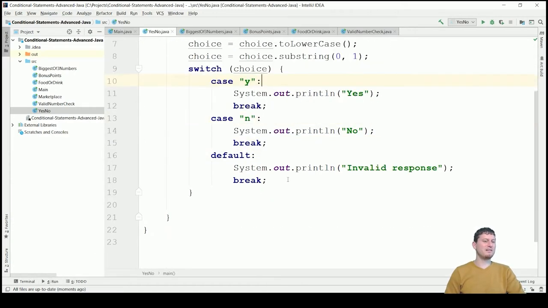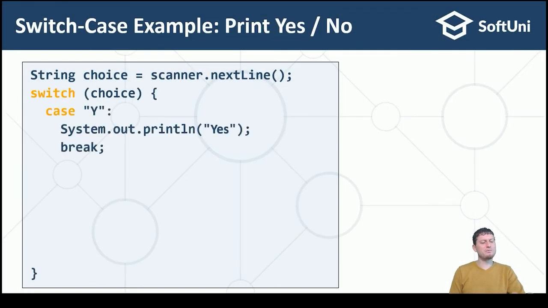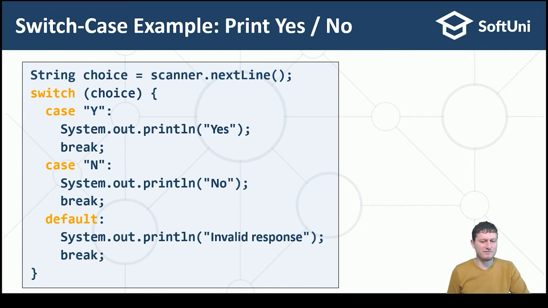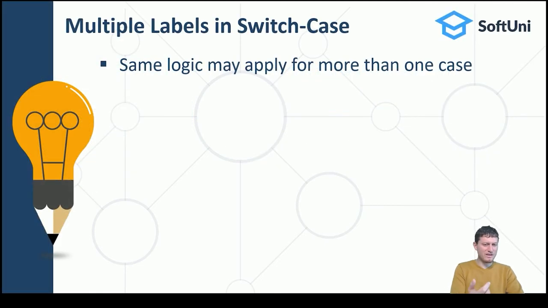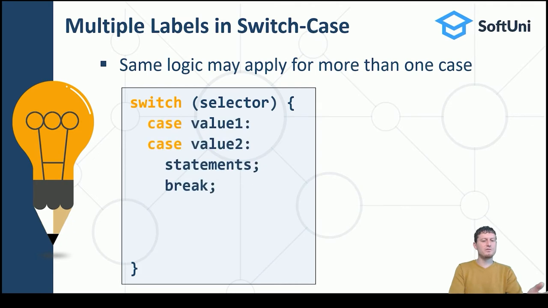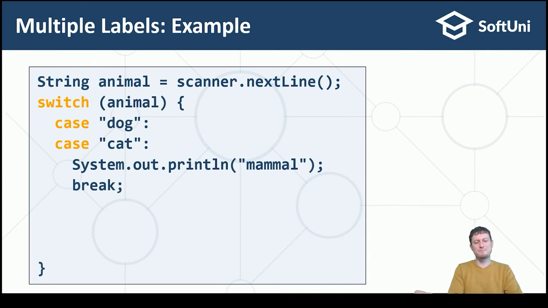So this is the scenario to use switch case. We may have switch and many cases, and we may have default, which is something like the final else. We may have multiple labels in the switch case, and I already demonstrated this, because we may have the same action for several values. This is an example: switch selector, case first value, second value, third value, some statements and break. Default, some statements and break. This is an example. Animal. In case the animal is dog or cat or something, it's mammal. Otherwise, it's unknown.